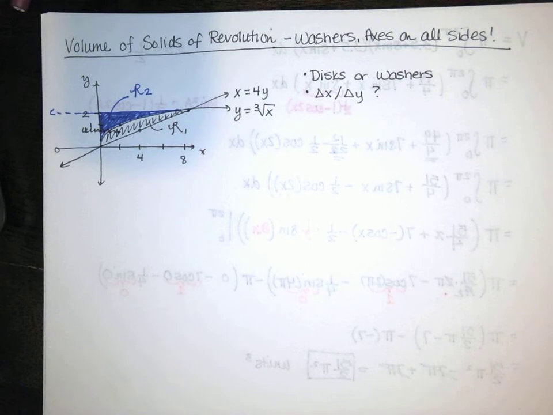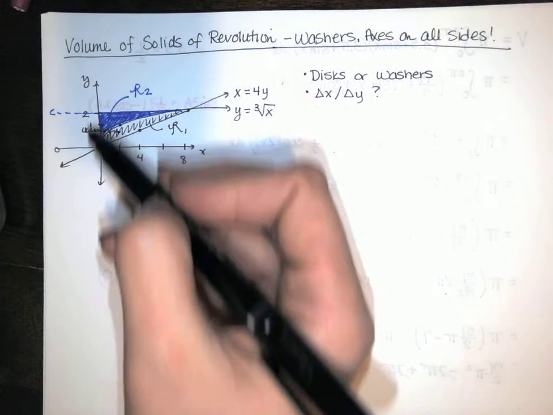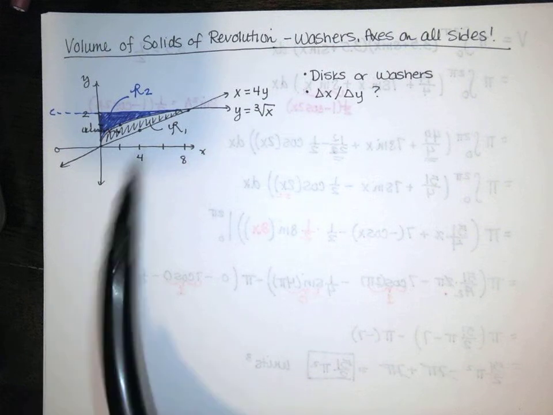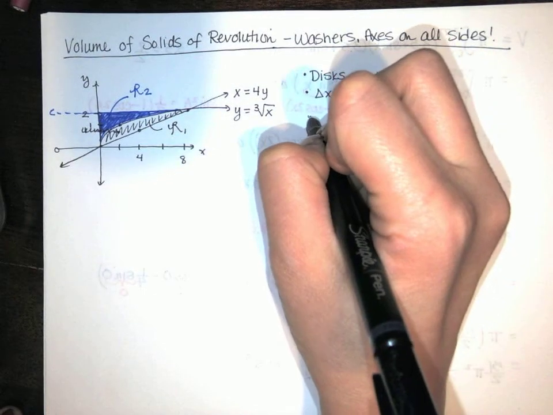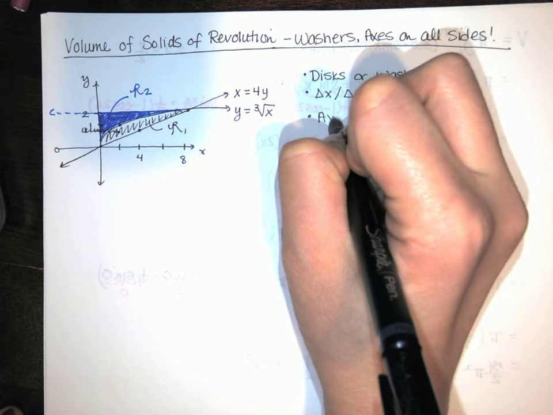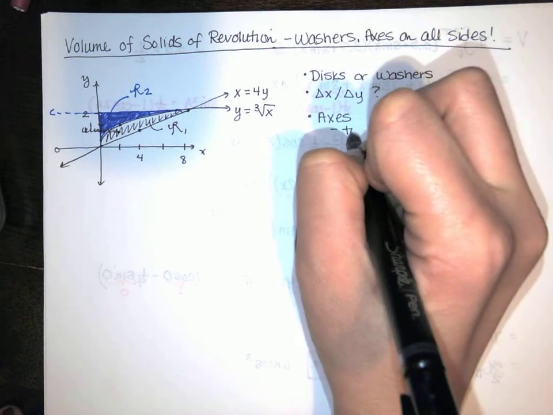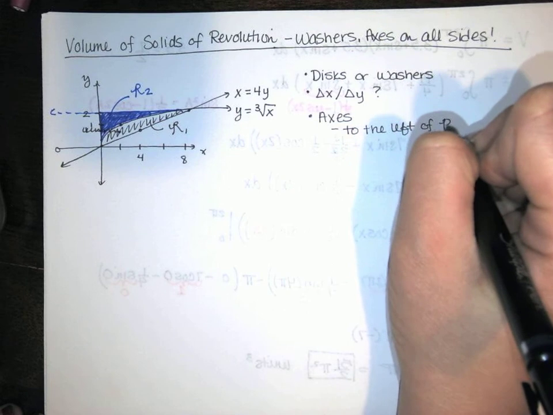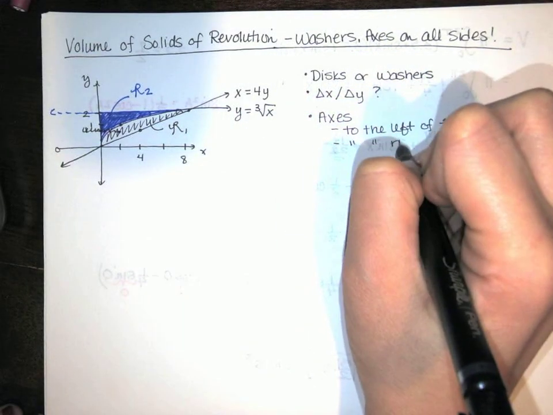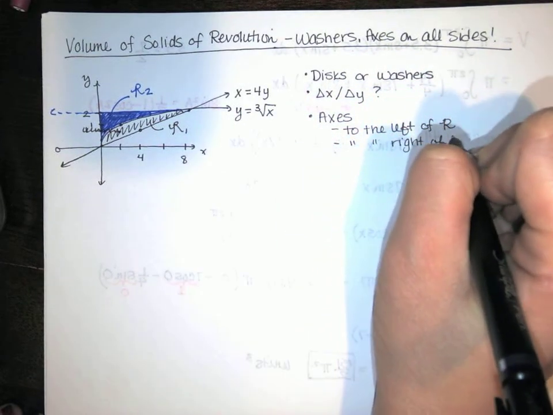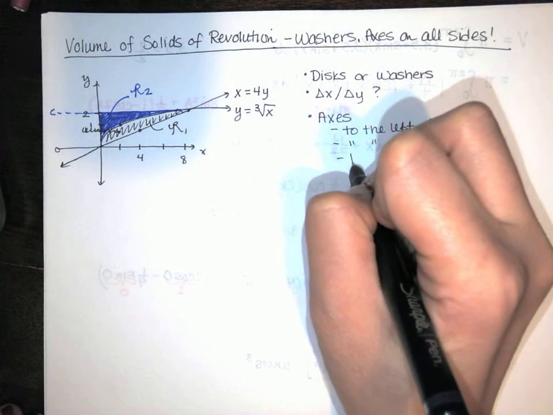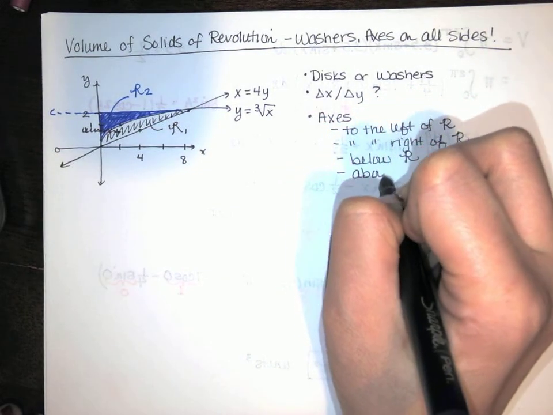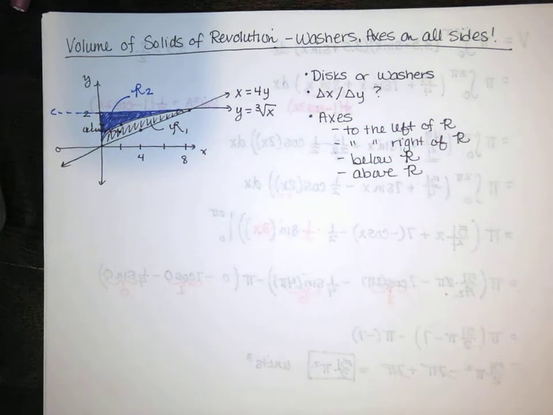And your axes can vary. It could be the y-axis or the x-axis, but it could also be a line on any side of that region. So you might have axes to the left of the region, or to the right of the region, or below the region, or above the region. Those are all the possibilities.